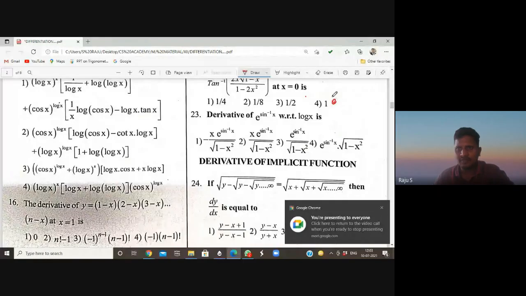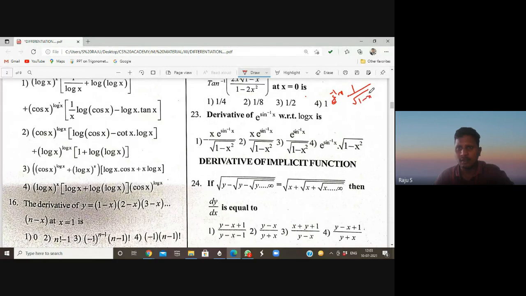The derivative of e to the power of sine inverse x: by the chain rule, the derivative of e power x is e power x, and the derivative of sine inverse x is 1 by root over 1 minus x square.